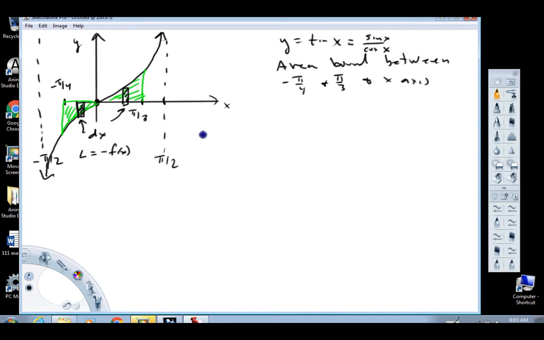So the area, and I can write this in one line, I think, the total area bound between minus pi over 4 and pi over 3, we're going to start with the first integral from minus pi over 4 to 0.